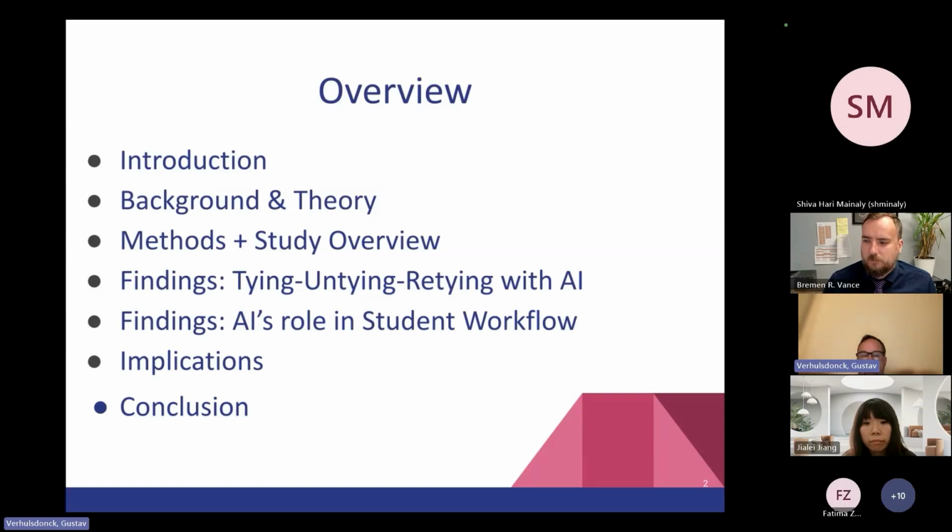So we studied that. And the other findings is we also looked at how AI played a role in their workflow. So particularly, we want to see how it was described as just a subject, like a person, if it was described as a tool, if it was described as a text or a genre, and so forth. So we'll end with the implications and our conclusion.